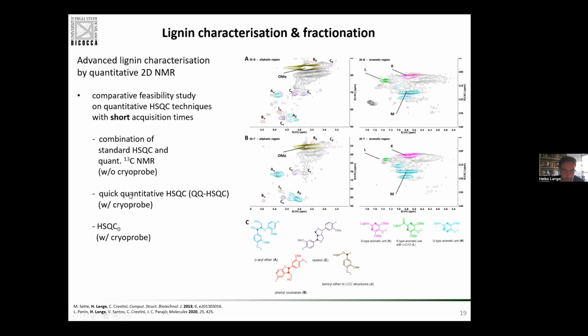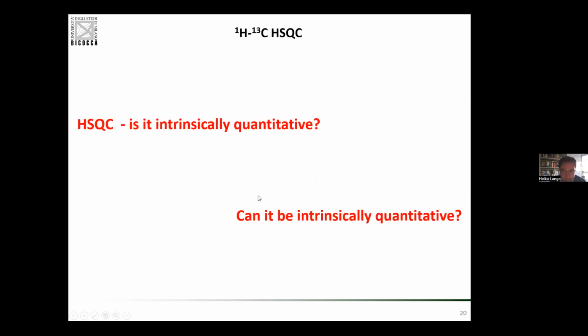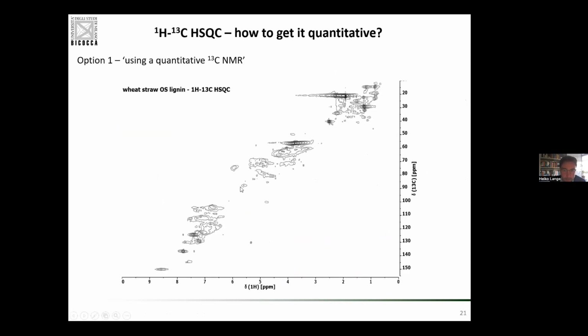Both of these, the quick quantitative and the HSQC 0, come from a different field. They come obviously from different fields. They come from a field where people analyzed metabolites. Okay, so it has been adopted for the lignin field because at the end of the day, we can adapt it to the polymeric nature of molecules, which is, in case of the lignin, obviously suitable. So it's not intrinsically quantitative, but we can make it intrinsically quantitative running the quick quantitative.